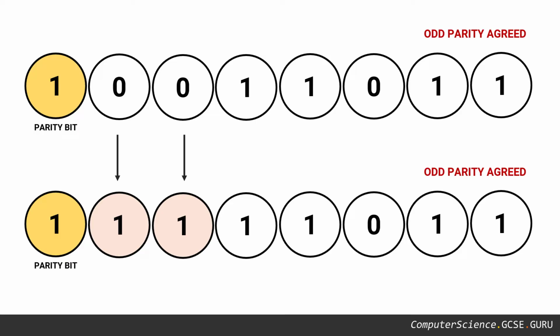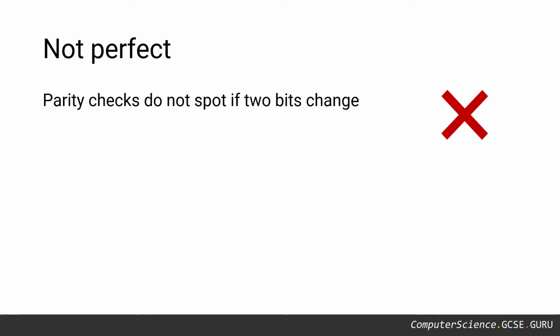Also, if two or more bits were to change completely, so in this example two zeros become two ones, then again, it would still fulfill the odd parity rule. We've still got an odd number of ones, an odd number of zeros in the final data, but it's certainly not the original data that was sent and should be rejected, but if you just follow the parity rule, it would sneak through. So parity checking is a tool we can use, but it's certainly not perfect. Parity checks do not spot if two or more bits change during transmission.